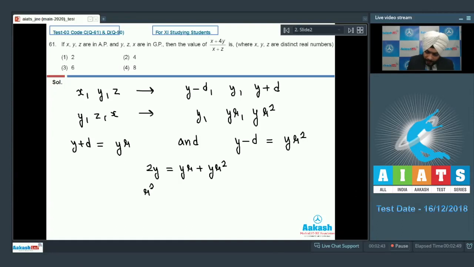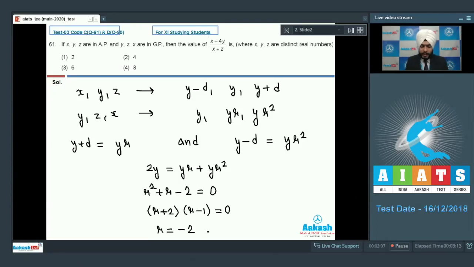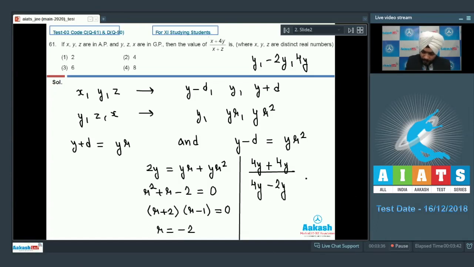So this will give you r square plus r minus 2 equals 0. So this is (r plus 2) into (r minus 1) equals 0. r cannot be 1 because the numbers are given to be distinct. So r is equal to minus 2. If r is equal to minus 2, the GP is y, minus 2y and 4y. So the final answer will be x plus 4y, x is now 4y itself, and then plus 4y, divided by x plus z. x is 4y, z is minus 2y. So that means the answer is 8y upon 2y. The answer will be 4.